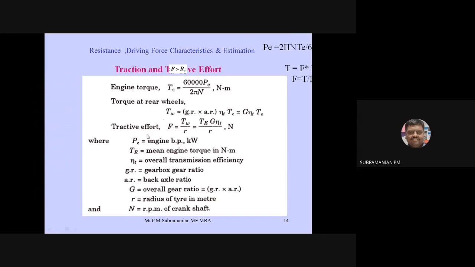Main thing, units. Engine power should be in kilowatt, torque in Newton meter. So take down the units. R should be in meter.